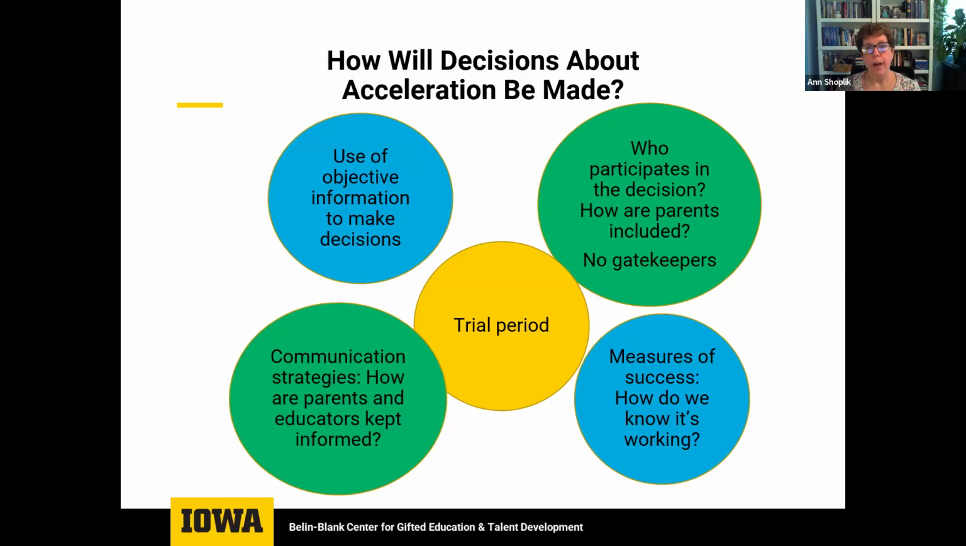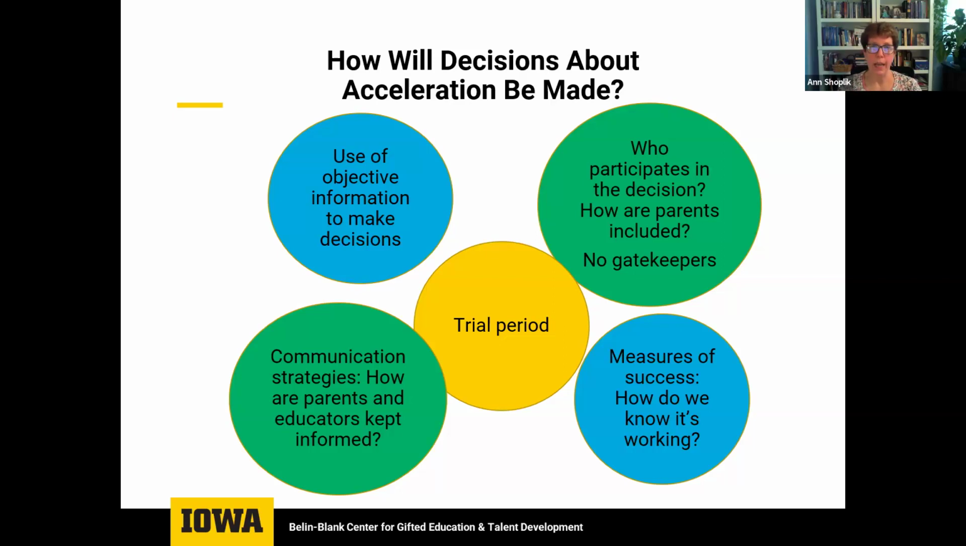And we want to think about a team approach to acceleration, that one person isn't going to be a gatekeeper. We want to include the current teacher who has spent a lot of time with the student and has had an opportunity to get to know that student. We also want to include, of course, the family, right? The parents, the guardian, somebody who knows that child well. And other people, maybe there's a coach or a specific teacher or a counselor that knows that student well, and they can contribute to the decision as well.